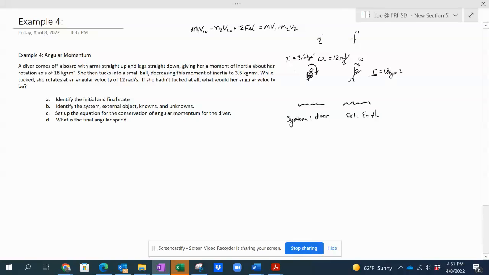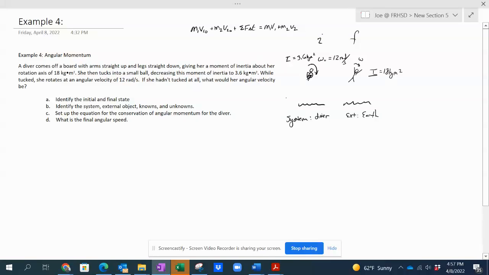We're going to look at what happens if the diver remains untucked, with arms and legs extended out in the air. So their rotational inertia is smaller when their arms and legs are tucked versus when they are spread away from each other. So we are going to use conservation of momentum, in particular conservation of angular momentum here, to figure out the angular speed of the diver when the diver is untucked.